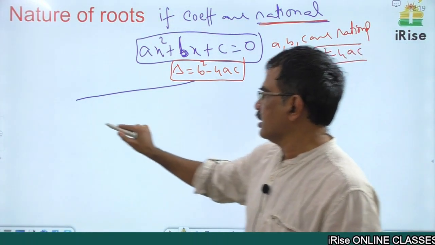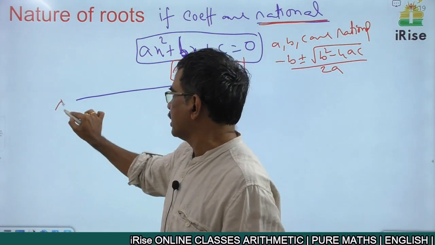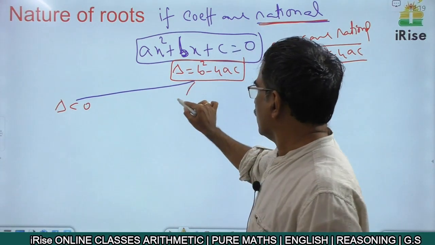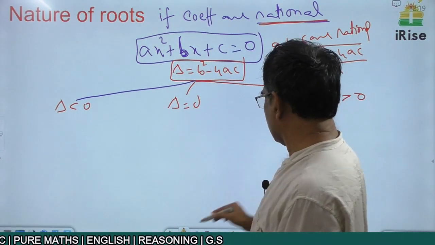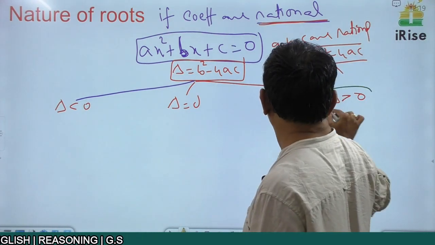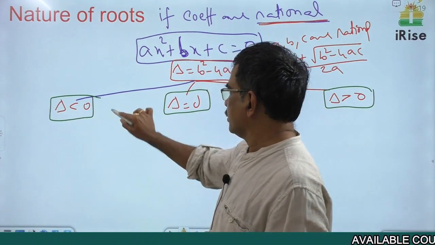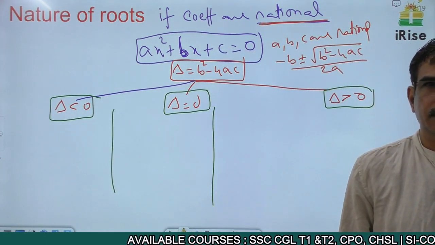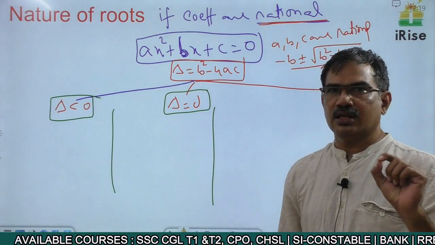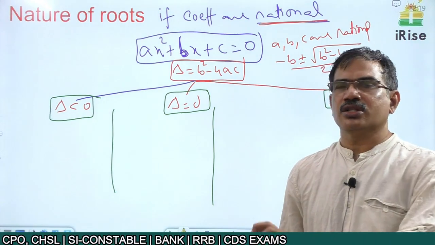So every real number follows three conditions. What are those three conditions? Either delta less than 0, or delta is equal to 0, or delta greater than 0. Three conditions, law of trichotomy. Then what about the nature of roots? Just a slight difference is there between the previous condition and this condition.